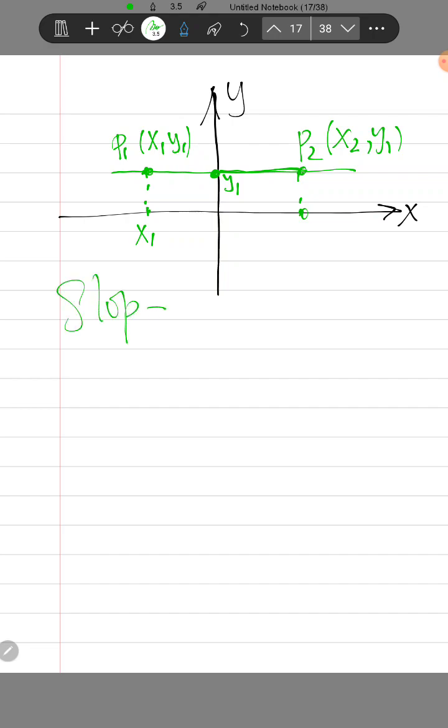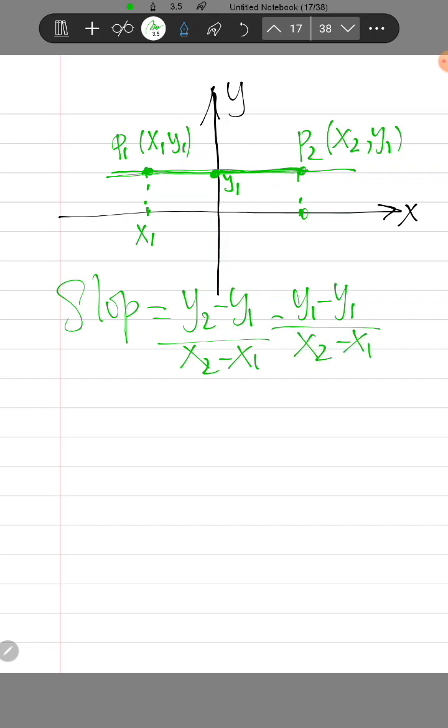So slope is y2 minus y1 divided by x2 minus x1. y has only one value on a horizontal line here. So y2 minus y1 is the same thing, y1 minus y1, divided by x2 minus x1. y1 minus y1 is just a difference of the same number, 0, divided by x2 minus x1, which is positive. 0 divided by positive is 0. So the slope of a horizontal line is 0.